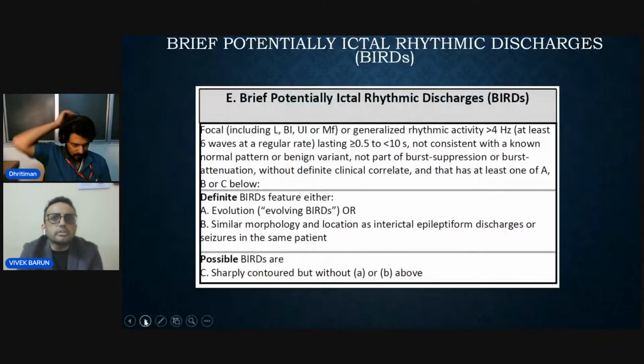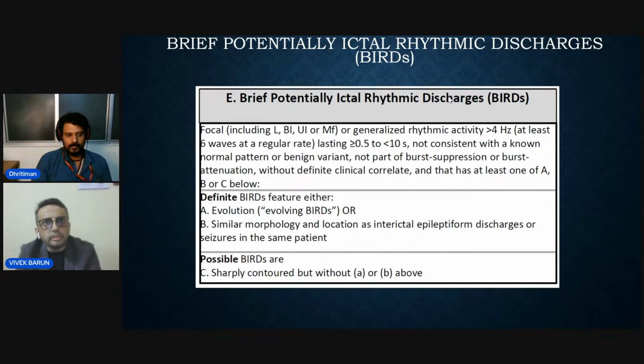So what is BIRD? BIRD is the newly described term. It was described in the ACNS 2021 paper. It is focal rhythmic fast activity having a frequency of more than 4 hertz, at least 6 waves, which should last 0.5 or more seconds and less than 10 seconds.